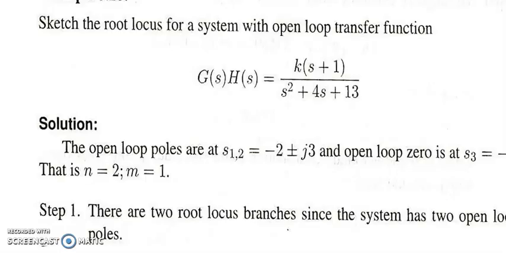Take another example. G(s)H(s) is equal to k into (s plus 1) by (s square plus 4s plus 13). The open loop poles are at minus 2 plus minus 3j and the open loop 0 is at minus 1. That is, n is equal to 2 and m is equal to 1. Since the system has 2 open loop poles, there are 2 root locus branches.